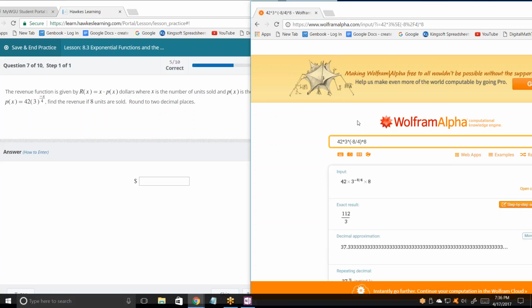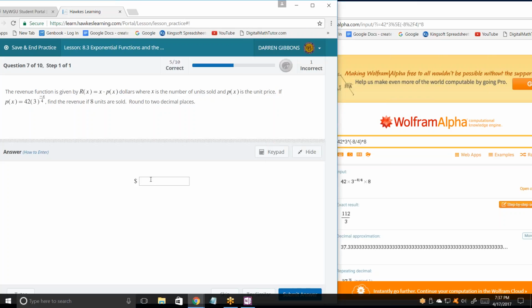And notice that I did not want to round off before. If I'd rounded off before multiplying by 8, I would have gotten a different answer. In other words, I would have had round-off error. So to avoid round-off error, try to avoid rounding off until you get the final answer. Now, you see why I'm multiplying by 8? Because the revenue function is X times P of X, and what we calculated was P of X. So I've got to multiply that by 8. Should be 37.33.